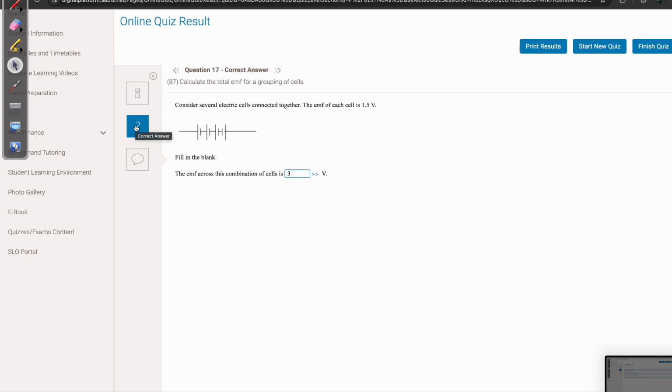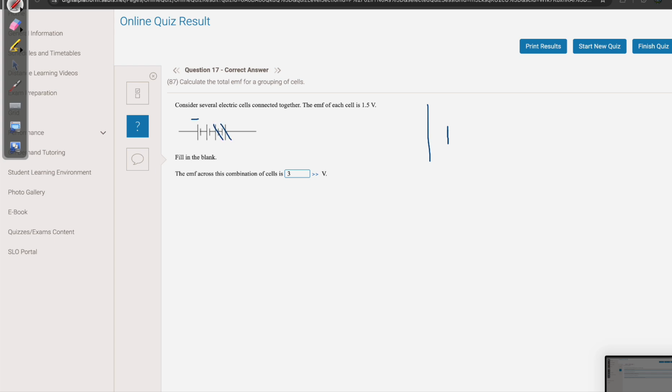Consider several electric cells connected together. The EMF of each cell is 1.5 volts. Since here we can see a cell in the other direction, just cancel it with the next cell that's in the correct direction, which in this case we'll take as the big one on the left and the small one on the right. So like this, let's just cancel this and this.